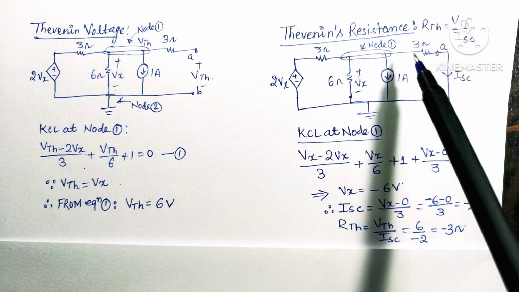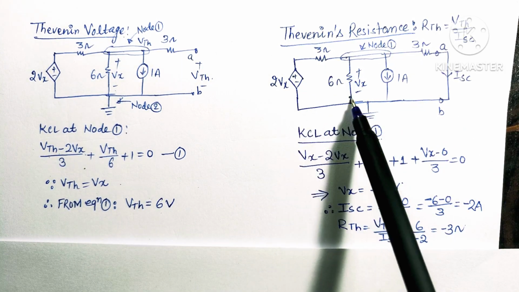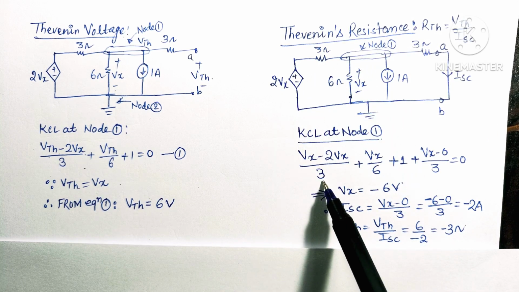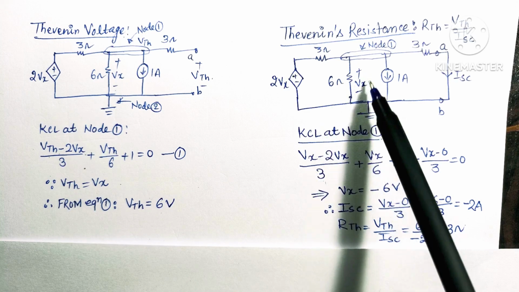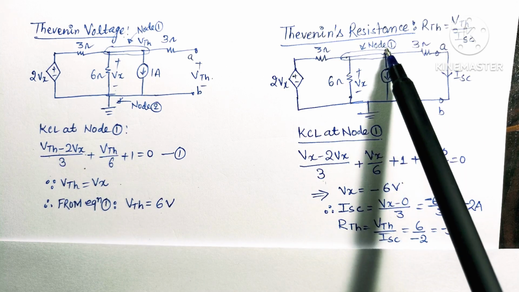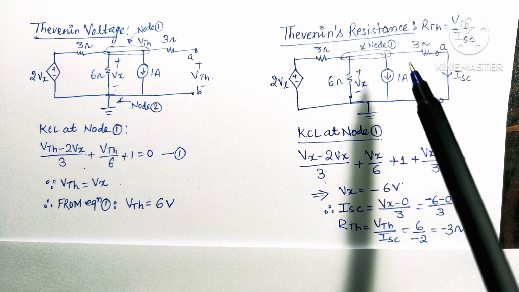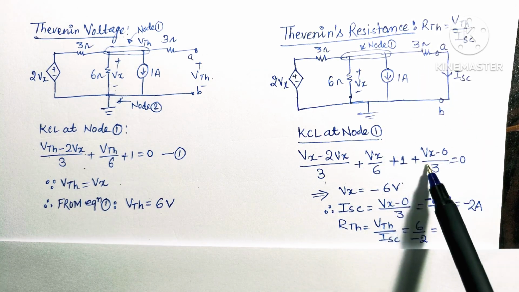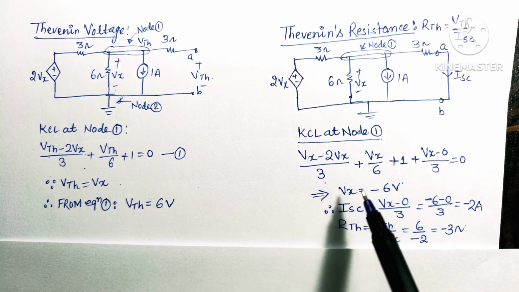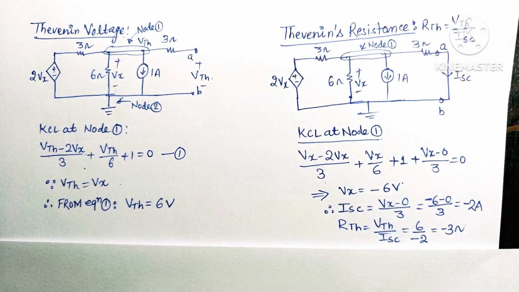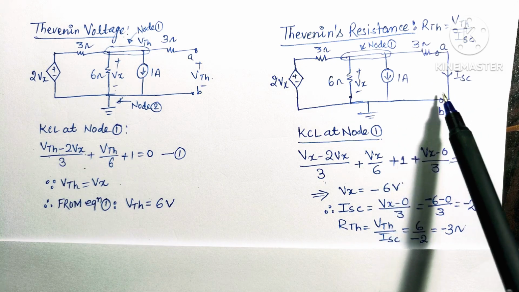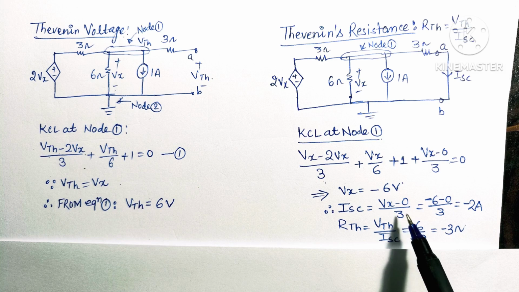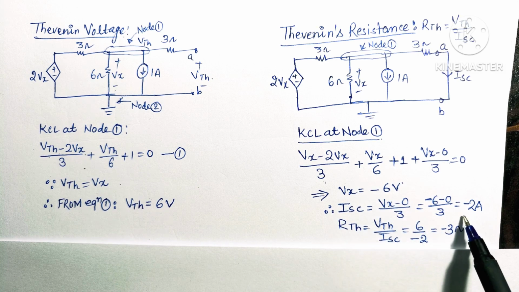If we apply KCL at node 1, then current in this branch will be equal to Vx. This Vx voltage will appear at node 1. So (Vx minus 2Vx) whole upon 3 plus current in this branch, which will be Vx by 6. Current of 1 ampere is going outwards from this node 1, so it will be plus 1 plus current in this branch, ISC, which can be written as (Vx minus 0) whole upon 3. That will be equal to 0. If we calculate this equation, then we find Vx is equal to minus 6 volt. From the circuit we can see that ISC will be equal to (Vx minus 0) upon 3. So we put the value of Vx here, and we find ISC is equal to minus 2 ampere.